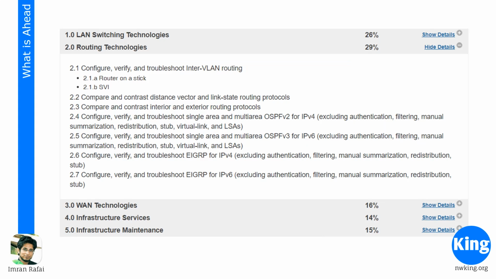So what is ahead for us today? We finished 2.4, so we will go from 2.4 to 2.6. We have not done 2.5, we'll come back to 2.5 later, but we would be doing 2.6 today. That's configure, verify, troubleshoot EIGRP for IPv4, excluding authentication, filtering, manual summarization, and redistribution. These are configure, verify, and troubleshoot topics, but in today's video we would only be doing the introduction. So we will introduce you to the concepts of EIGRP, and then in the next video and the video after that we will look at troubleshooting and configuration, right?